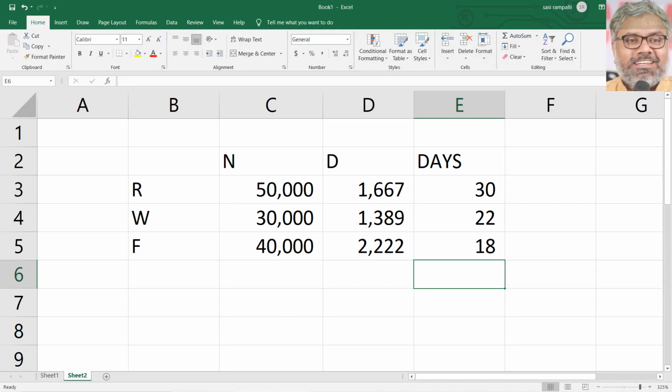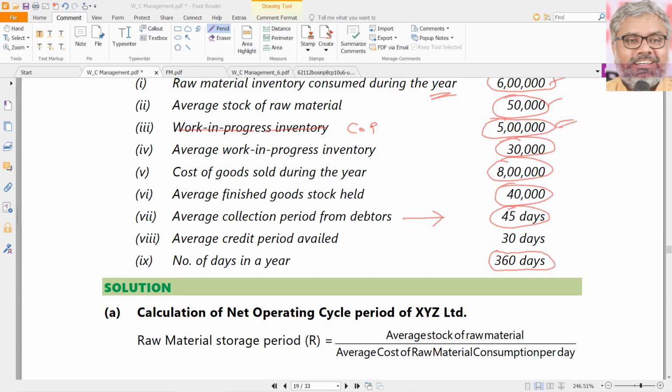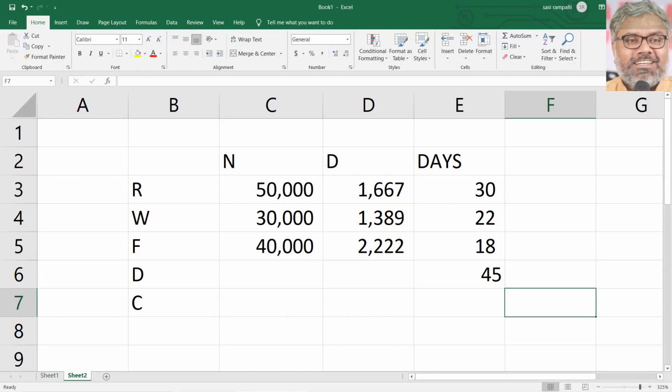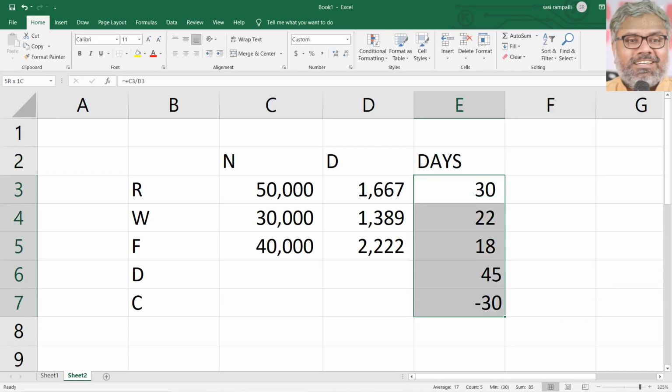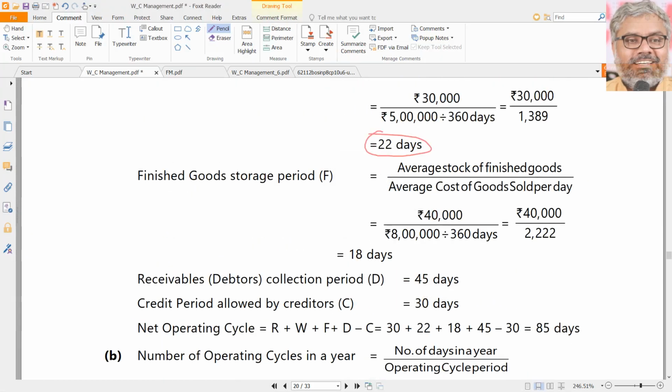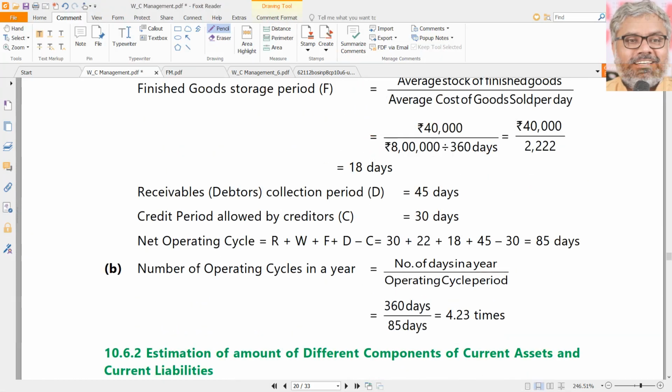The average collection period from debtors is 45 days, directly given. That is debtors. Creditors, that is average credit period availed by us, is 30 days. This is 30. Let us call this as minus 30. So what is going to be the working capital cycle or average operating cycle for this organization is 85 days. Adding all of them with R plus W plus F plus D minus C. Doing that, we get 85 days of operating cycle.